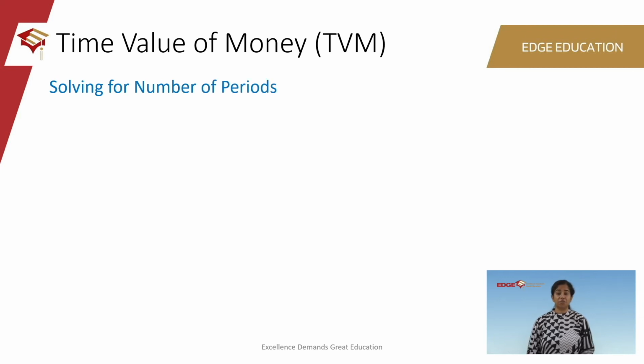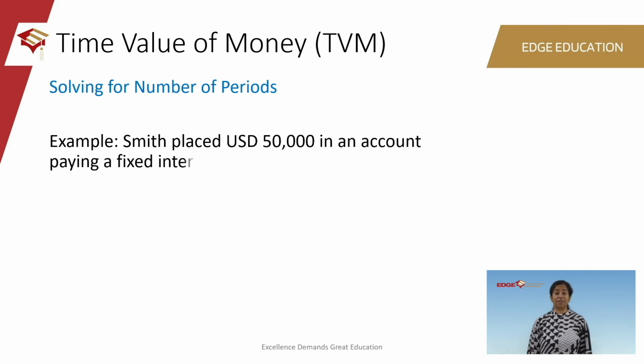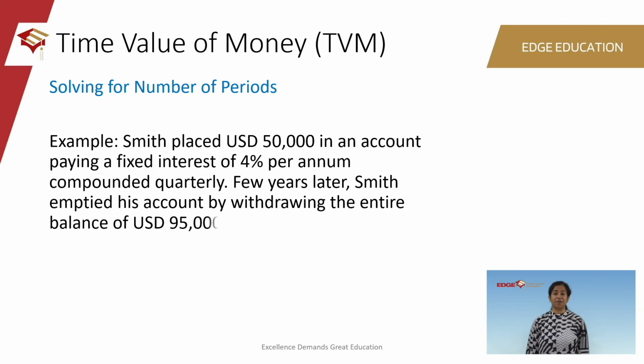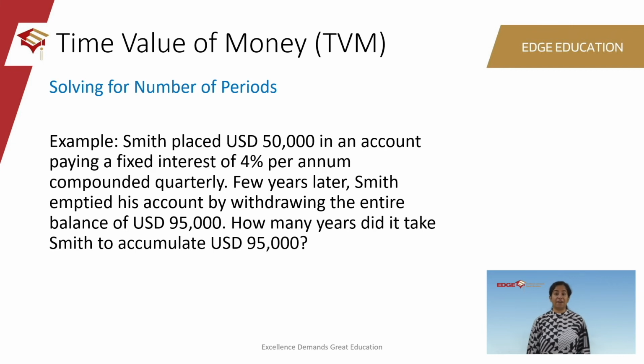Let's take a look at a situation where you have been given the relevant information, but instead you were asked to solve for the N, or the number of periods. Smith has placed $50,000 in an account paying a fixed rate of interest, 4% per annum, compounded quarterly. A few years later, Smith emptied his account by withdrawing the entire balance of $95,000. How many years did it take Smith to accumulate $95,000?